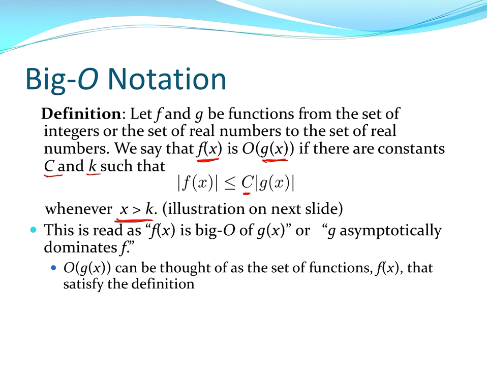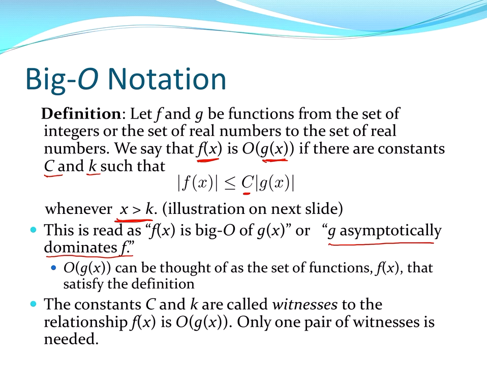And the way we read this is f of x is big O of g of x. And as we'll see, it means that g asymptotically dominates f. Big O of g of x is actually a set of functions that satisfy the definition. So you could say that f of x is in big O of g of x. These constants, c and k, are called witnesses to the relationship that f of x is big O of g of x.